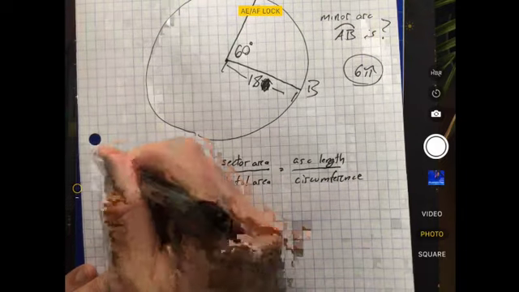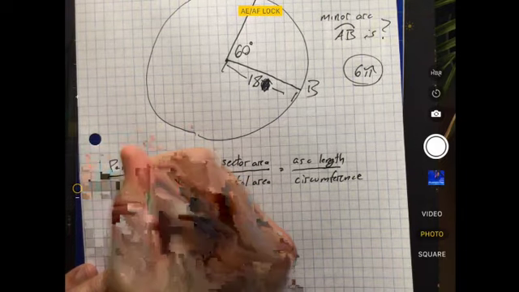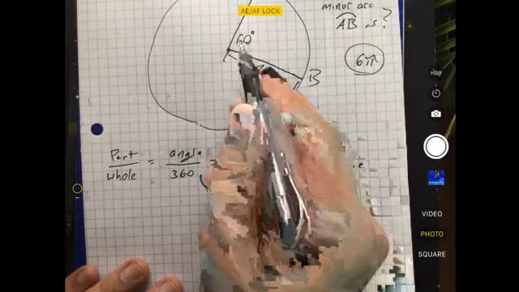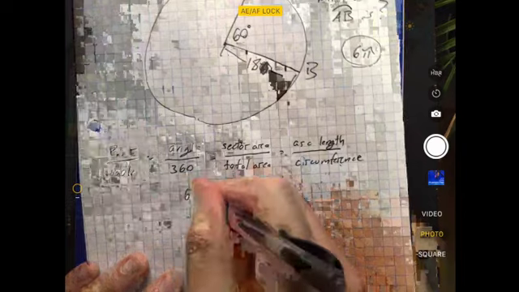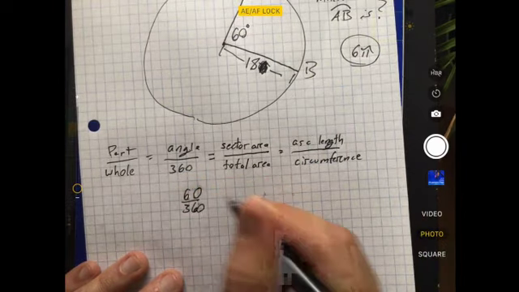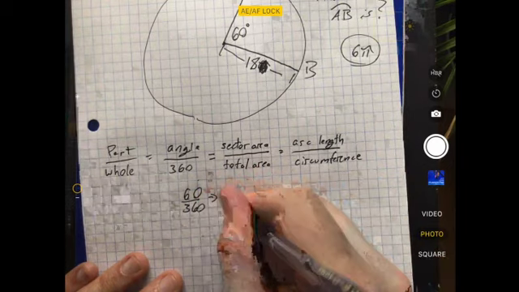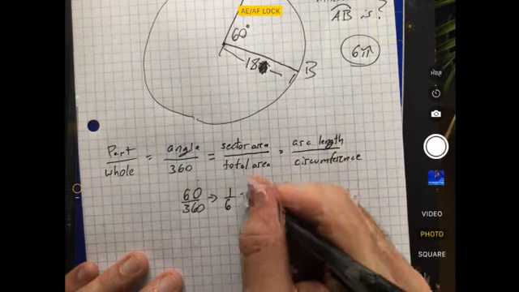All right, chill. So 60 over 360, right? Because that's our part over the entire whole. And that's actually going to break down to 1/6. So we know that 1/6 is going to equal the arc length over the circumference.